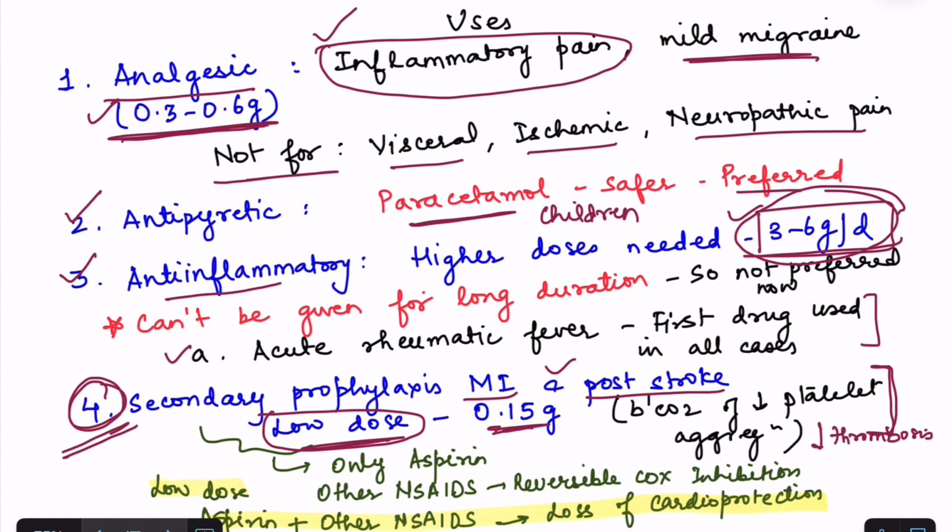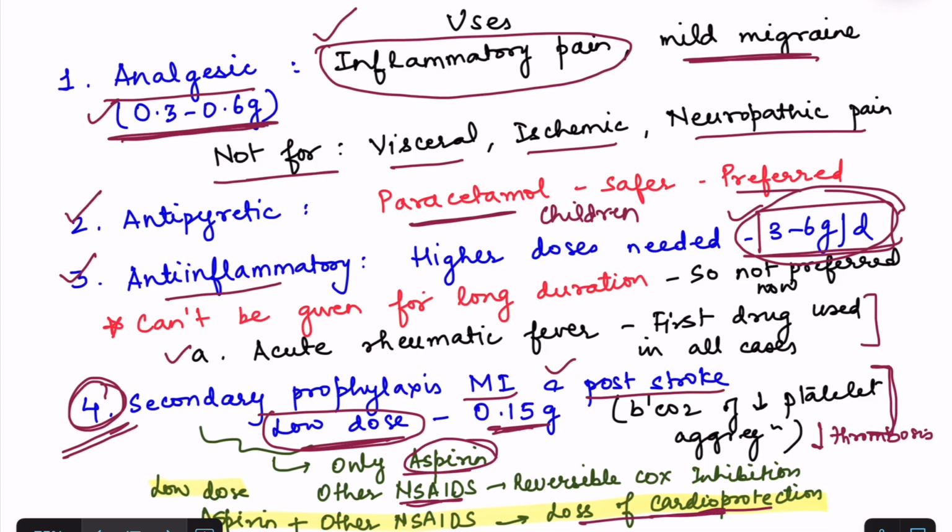But a very important thing you remember here, that if you combine this low dose aspirin with other NSAIDs, then there is loss of cardioprotection. So there might be patients of MI who are taking this low dose aspirin, but they are having some other diseases as well. Say suppose the person is having rheumatoid arthritis or osteoarthritis. If you give other NSAIDs in these patients, then this effect of aspirin is lost.